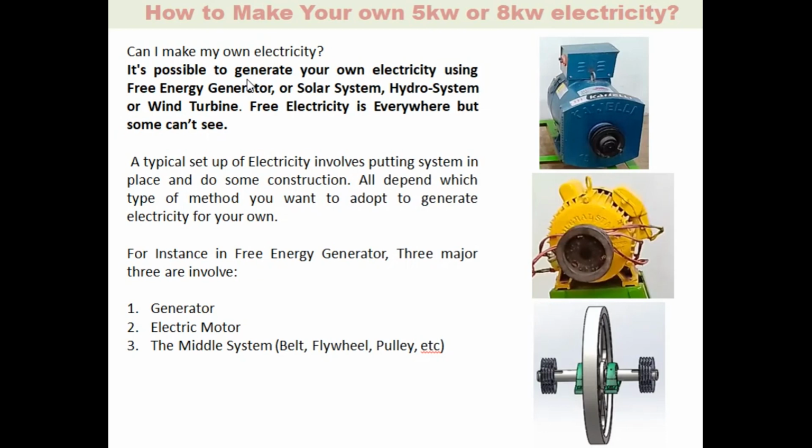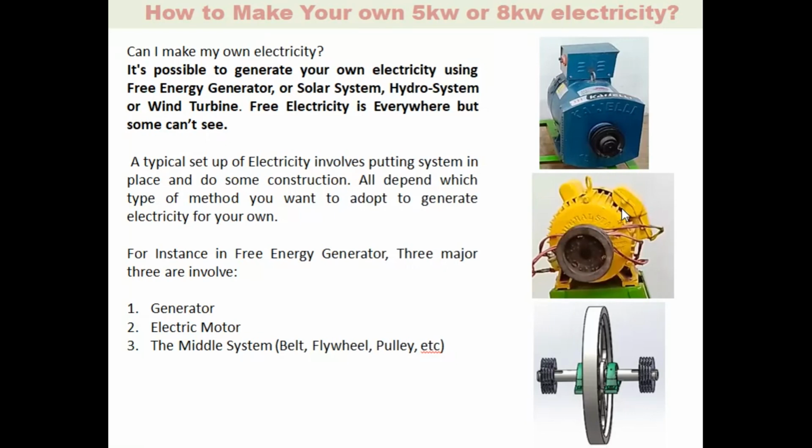Now, for the free generator, it involves 3 major things. The first, which I've explained, is the generator. You must have the generator in place. You cannot generate electricity without a generator, and the generator determines the kind of kilowatts you will generate. It depends on what you want to generate. So the first thing you have to do is to know the type of generator you're going to use. The second is the motor.